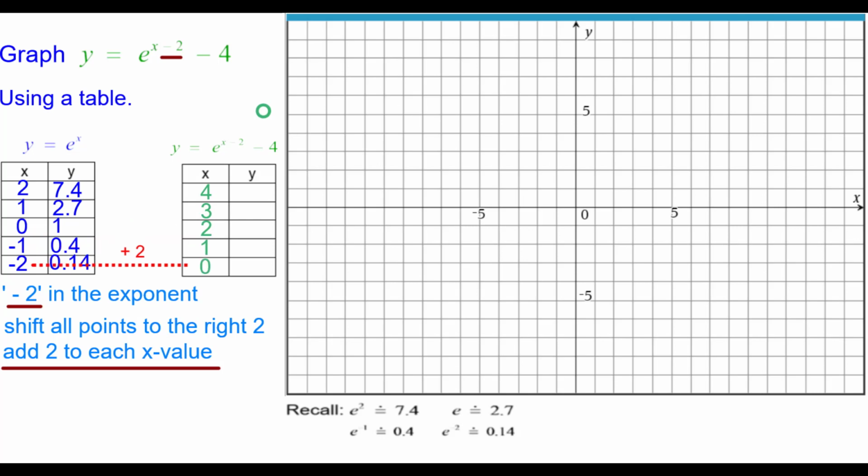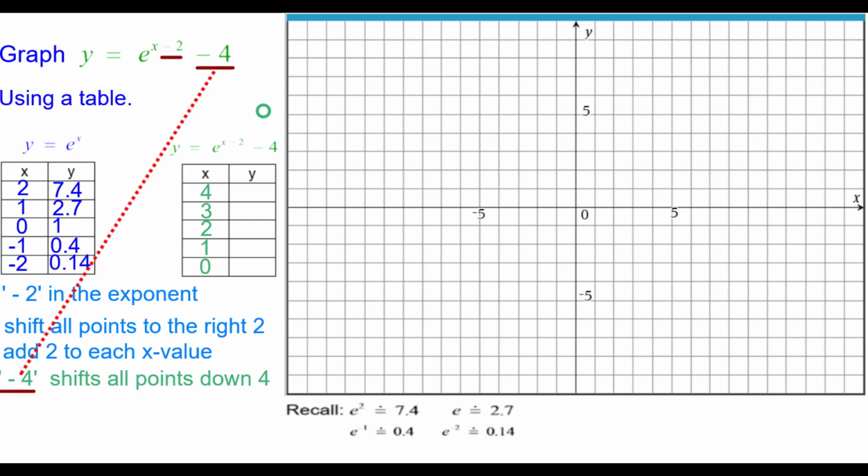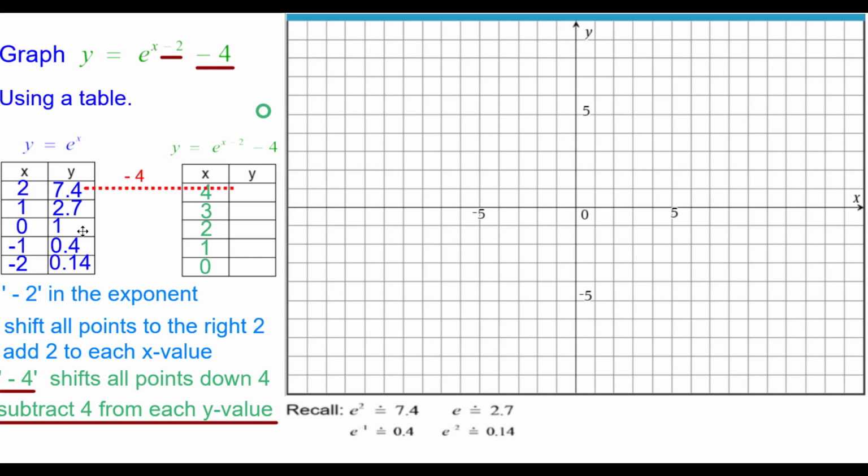Press pause if I'm going too fast, anytime. The minus 4 shifts all points down 4, which means we subtract 4 from each y value. For example, 7.4 minus 4 is 3.4, so we plot the point 4, 3.4. We suggest you pause the video and finish these points, plot them, and finish the graph. Resume when you're ready.